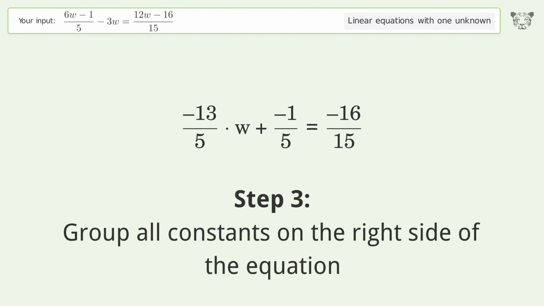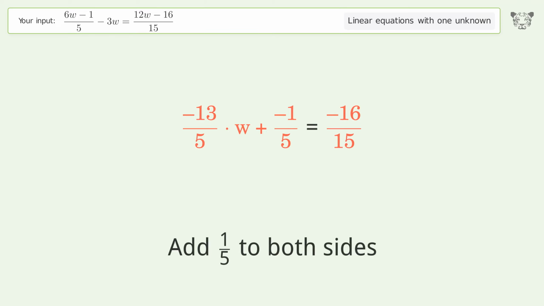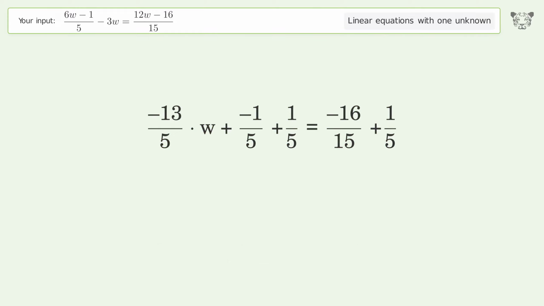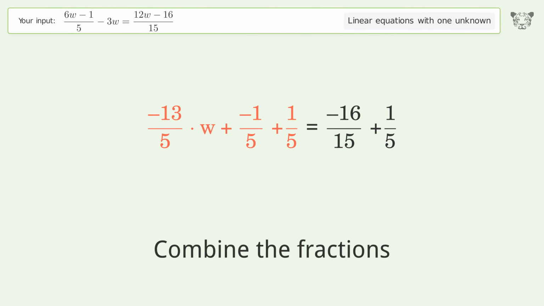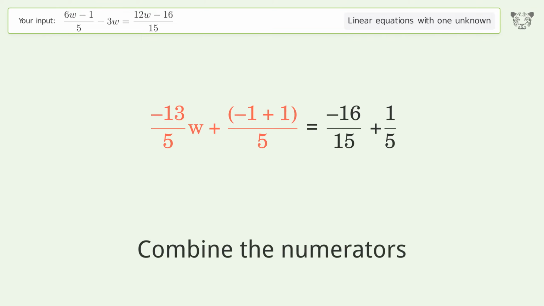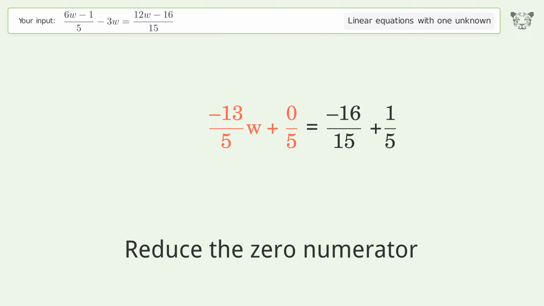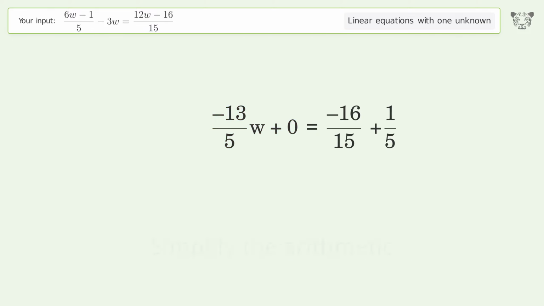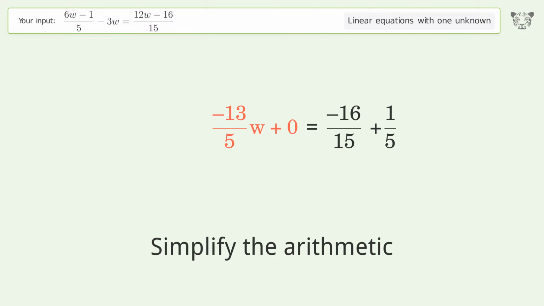Group all constants on the right side of the equation. Add 1 over 5 to both sides. Combine the fractions. Combine the numerators. Reduce the zero numerator. Simplify the arithmetic.